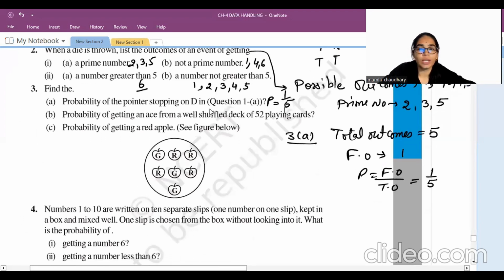Now, the second one: probability of getting an ace from a well shuffled deck of 52 playing cards. Now see, there is a deck of cards. How many cards are there in total? 52 cards. Now, how many aces? In a deck of cards, children, there are 4 aces.